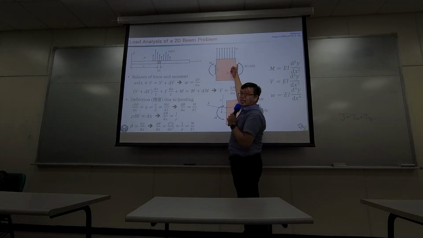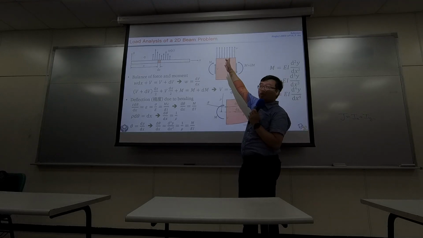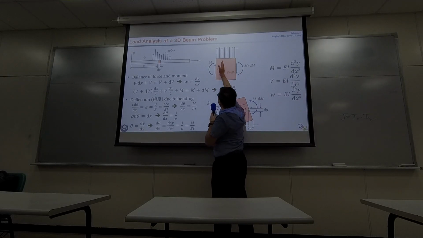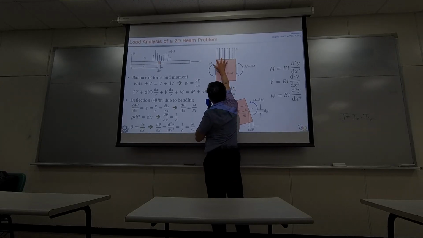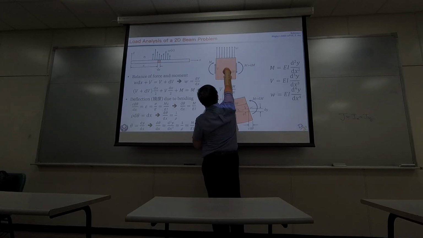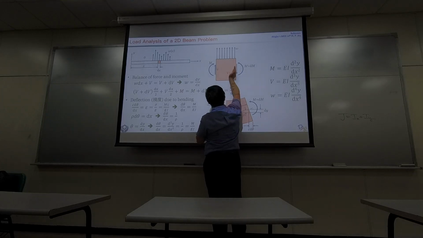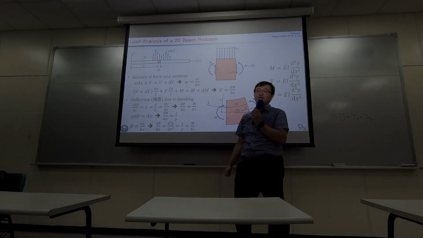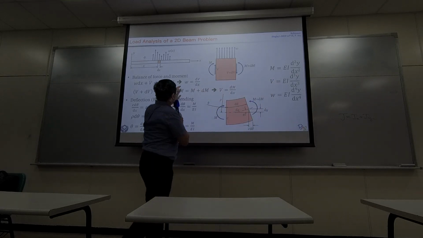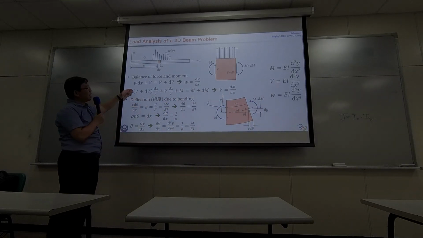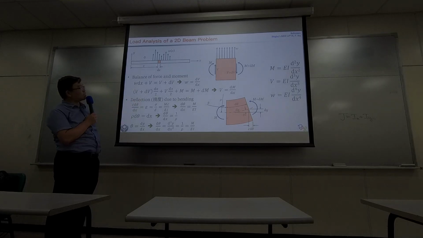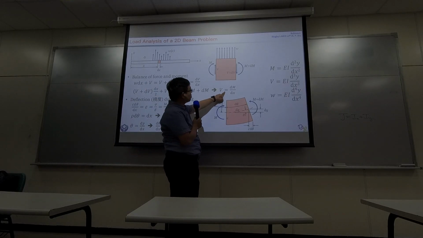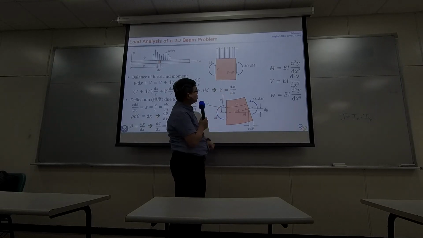How about W? Yes, it will generate moment, but it's symmetric left to right. The left part of the distributed load generates clockwise moment, the right part generates counterclockwise moment, they balance out. So you don't even need to put it in the equation. Over here, you can cross out some of the terms that are the same on the left-hand side and the right-hand side of the equation. At the end, you end up with V equals dM over dx.